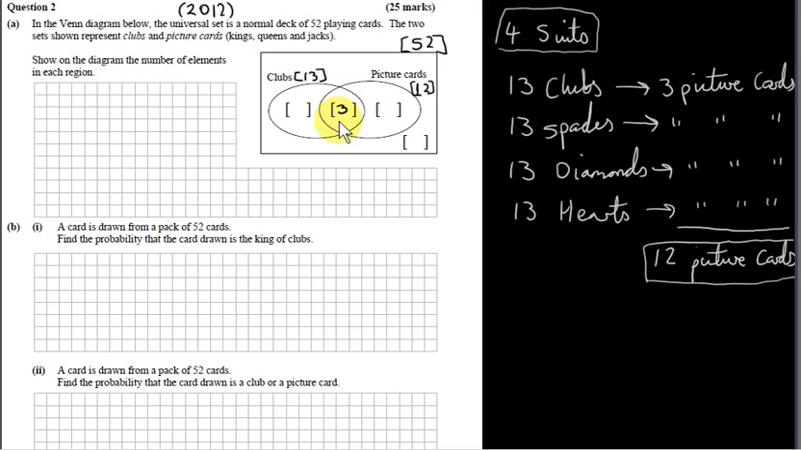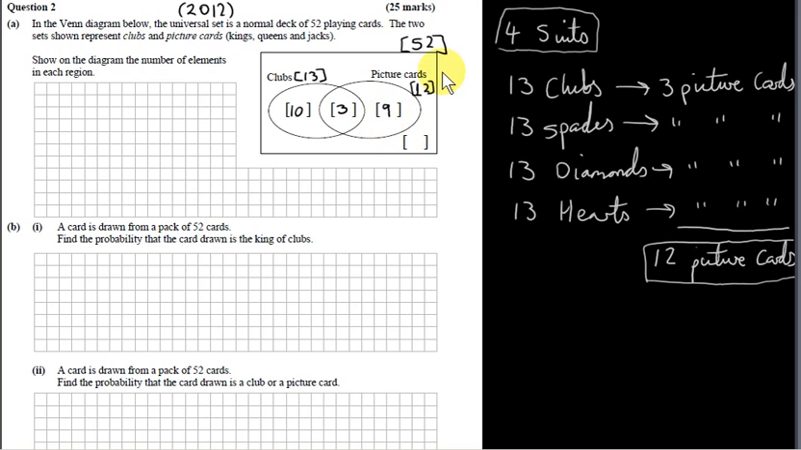So once we've established that we have 3 here, it's quite easy to work this region out, because these numbers must add up to 13. So if this is 3, this must be 10. So there are 10 clubs that are not picture cards. Actually, I counted that wrong. The ace is number 1. Then we have the 2 of clubs, 3 of clubs, all the way up to the 10 of clubs. Okay, we have 12 picture cards in total. 3 of them are here, so 12 minus 3 must be here. 12 minus 3 is 9.